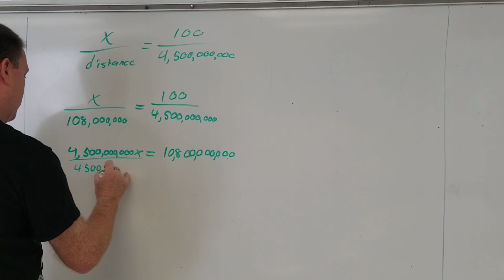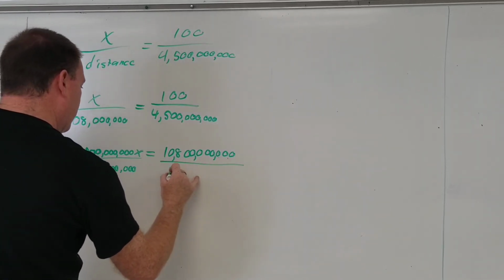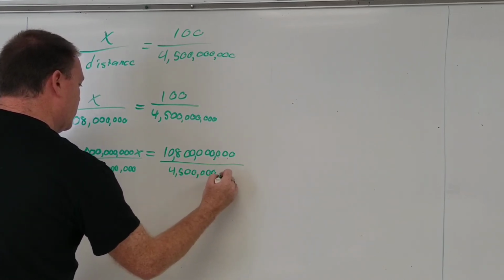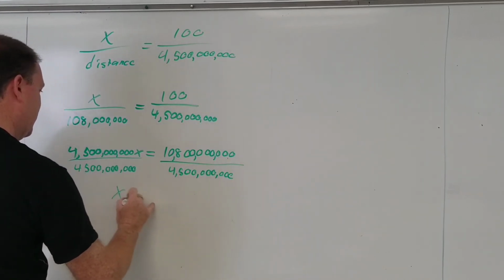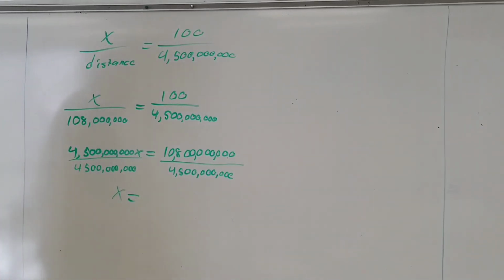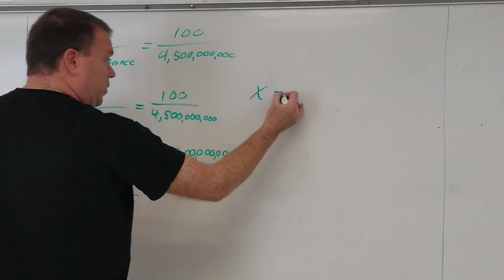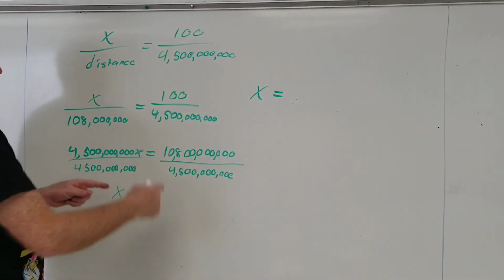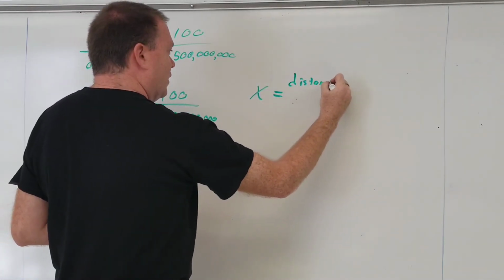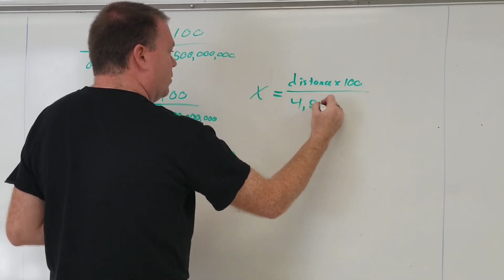So to solve for x, we have to divide both sides by 4,500,000,000. And same thing over here. 4,500,000,000. So x is equal to whatever the answer to this is. So every single time, x, which is going to be what goes in your table, is going to be equal to the distance times 100 divided by 4,500,000,000.